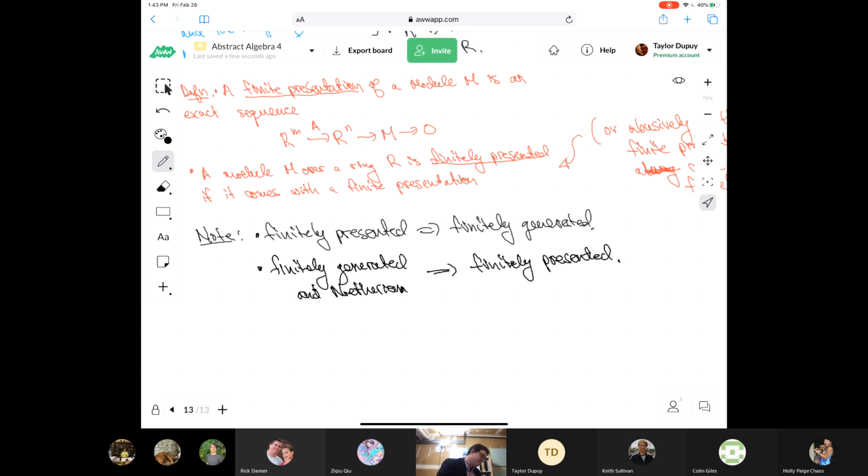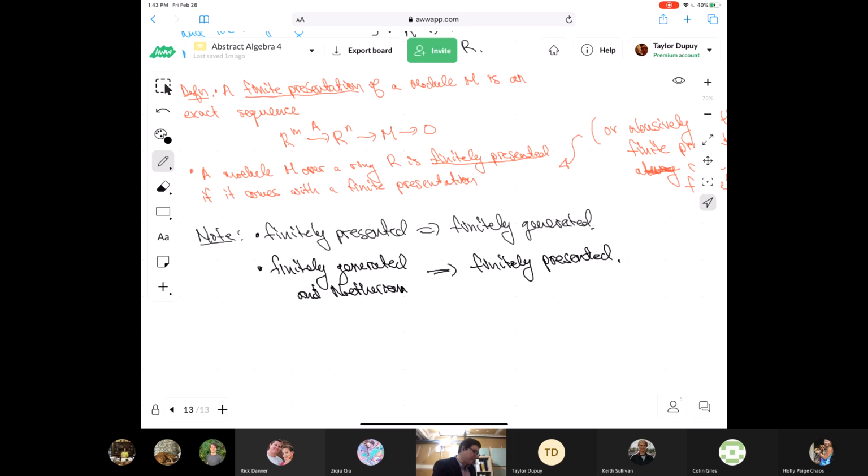Is the Noetherian required because you need that for the kernel to be finitely generated? Exactly. If you have a map and you know that the kernel is finitely generated, then you get finitely presented as well. That's what we need. We need this for the kernel to be finitely presented.